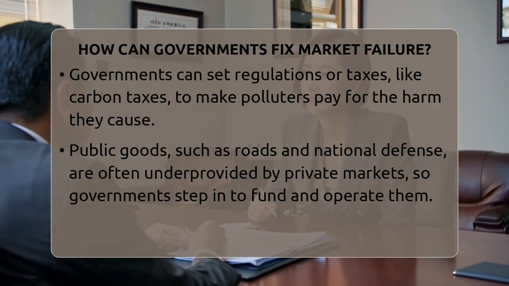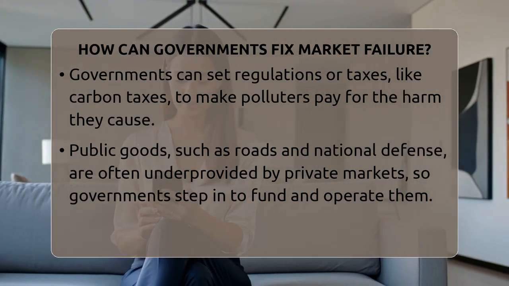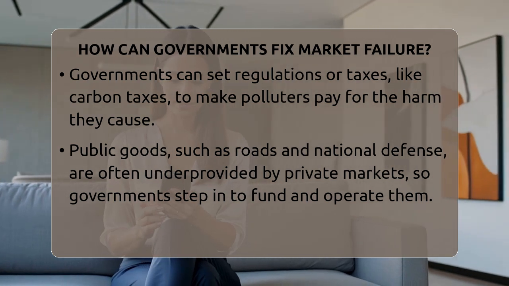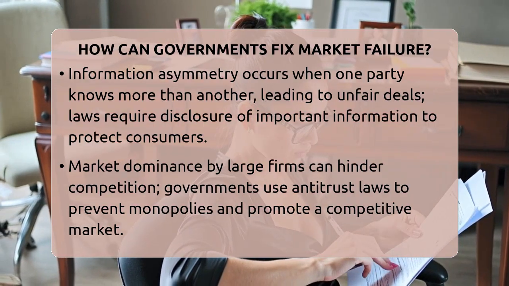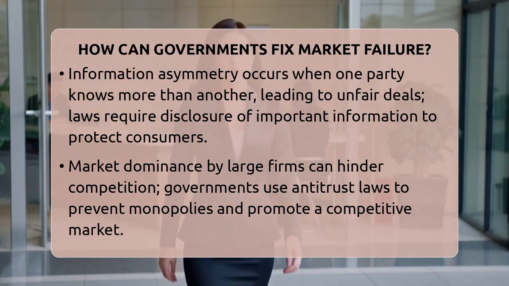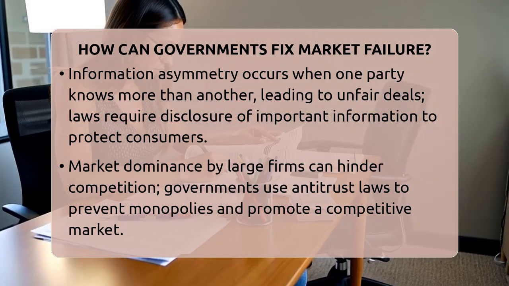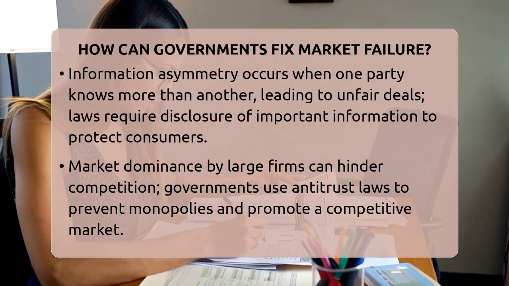Another issue is when one person or company knows more than others, leading to unfair deals. This is called information asymmetry. Governments can create laws requiring companies to disclose important information, like safety standards or product ingredients. Consumer protection laws help ensure buyers get honest information and fair treatment.